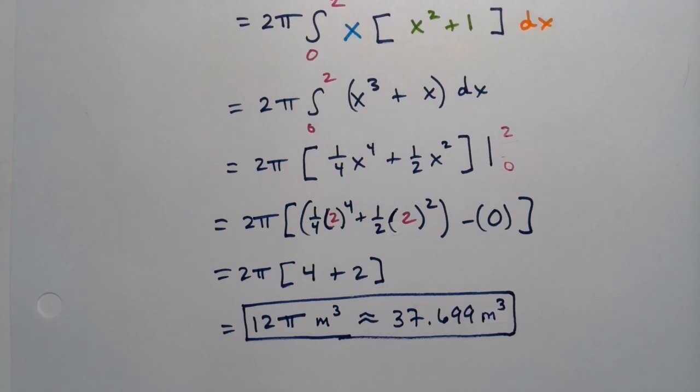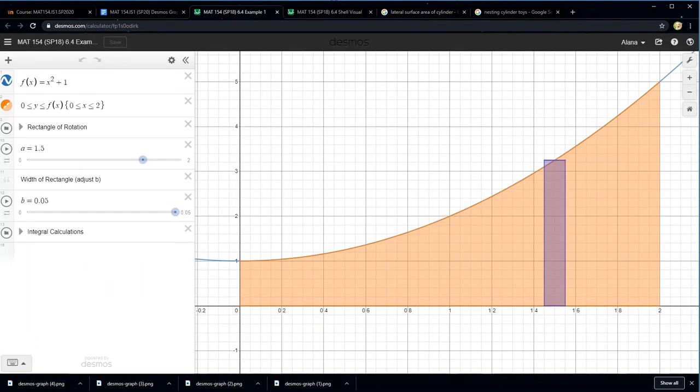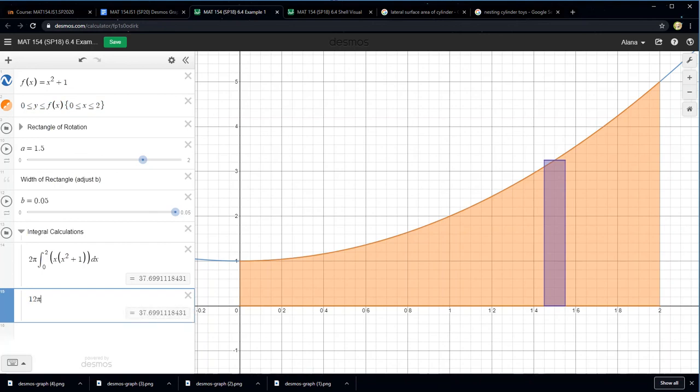And of course I can check myself with Desmos. So there we go. We can see it. There's the rectangle. There's the region. I've got it all graphed and shaded and lovely. And then the integral calculation is 37.699, which I can check is 12 pi. So it's 37.699.